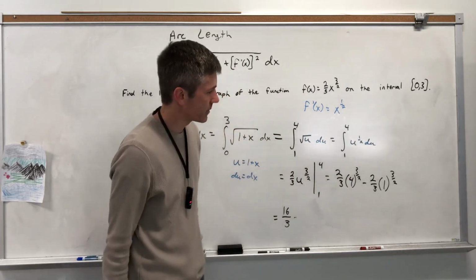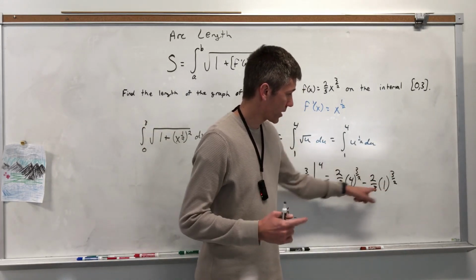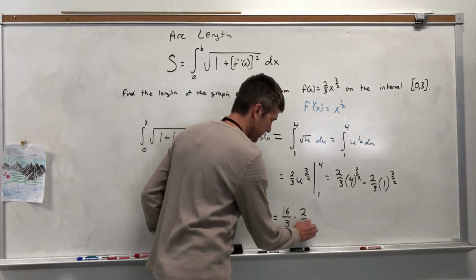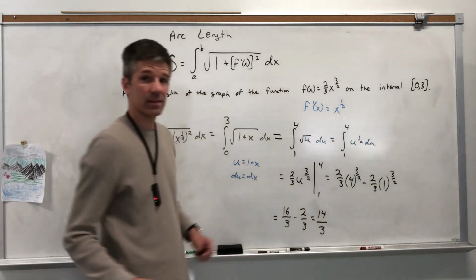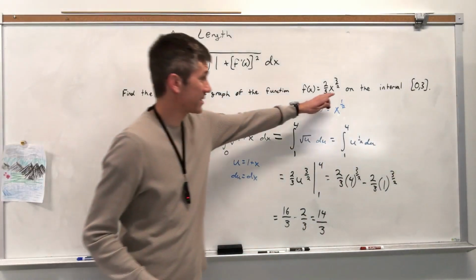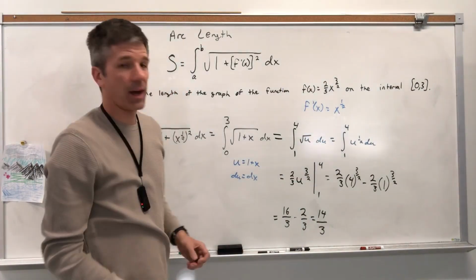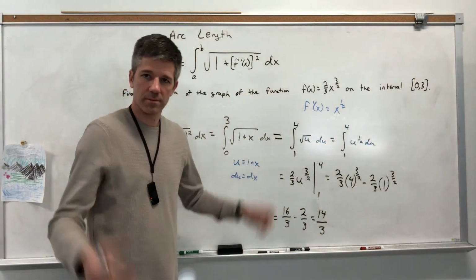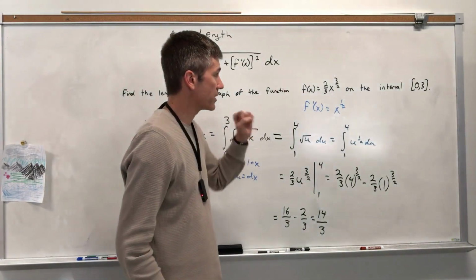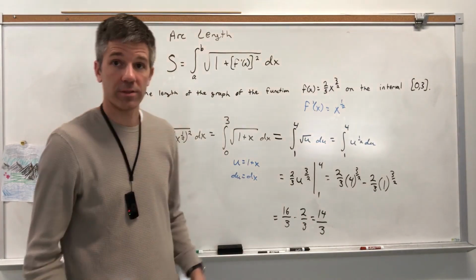Minus square root of 1 is 1. 1 to the 3rd is 1. 1 times 2/3 is 2/3. I have 14/3. That's it. So if I graphed this ridiculousness, which is some little curvy curve, and I only graphed it from 0 to 3 on a scale of inches, for example, then the entire length would be 14/3 or 4 2/3 inches.